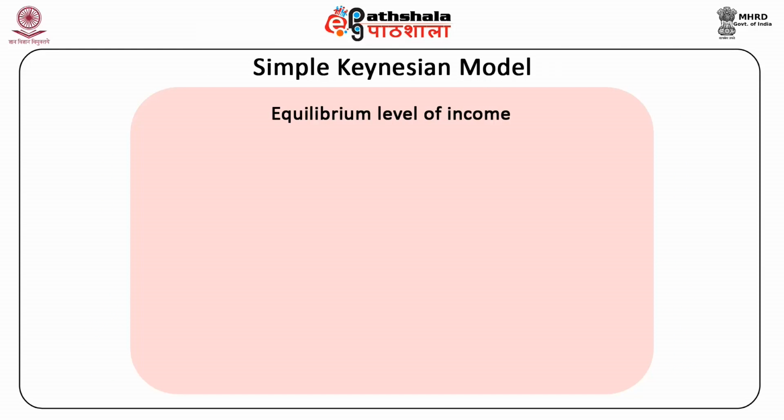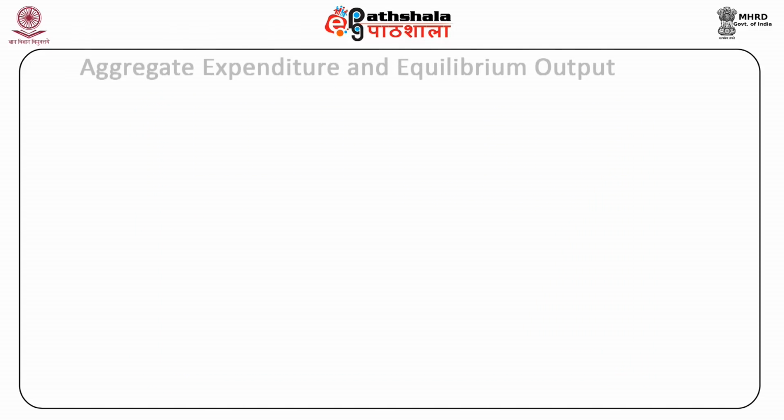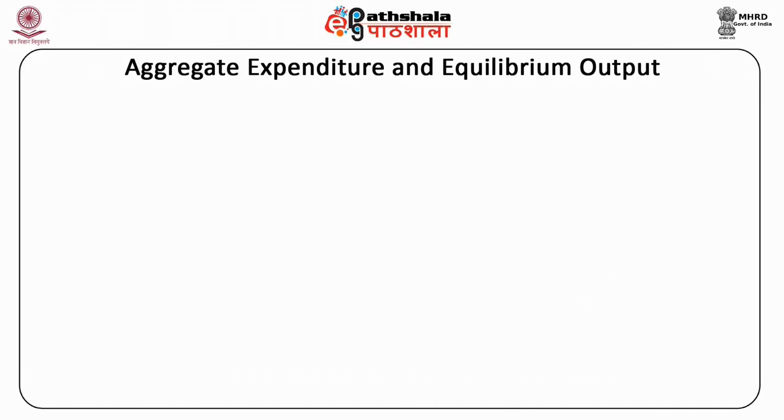The equilibrium level of income is the level of income or output at which planned spending is equal to actual output, so that there is no involuntary inventory accumulation or rundown. Let us now understand aggregate expenditure and equilibrium output.